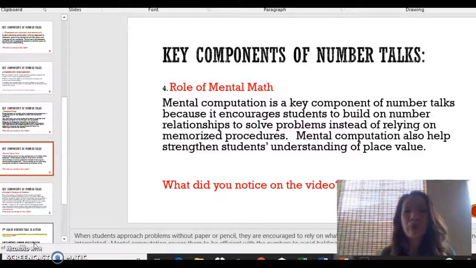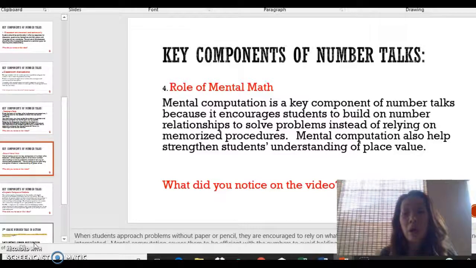And the role of mental math. Mental computation is a key component of number talks because it encourages students to build on number relationships to solve problems instead of relying on memorized procedures. Mental computation also helps strengthen students' understanding of place value.